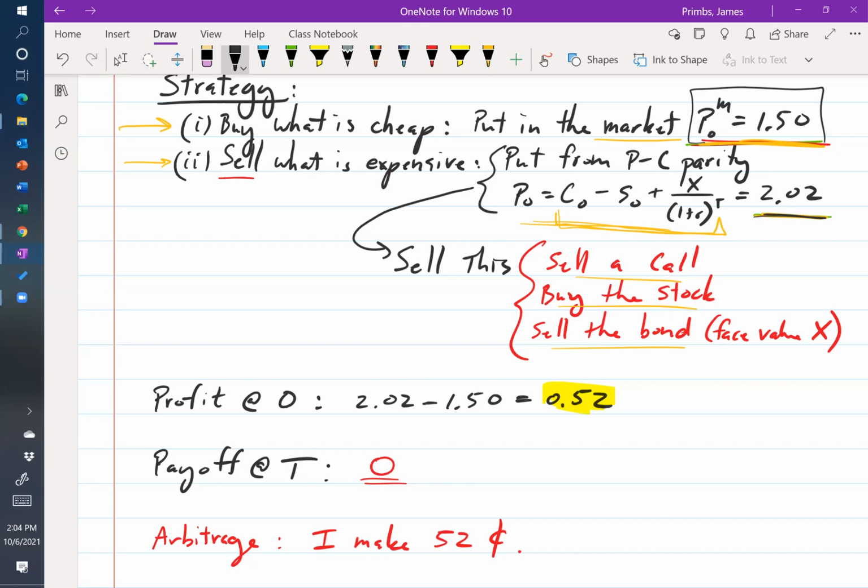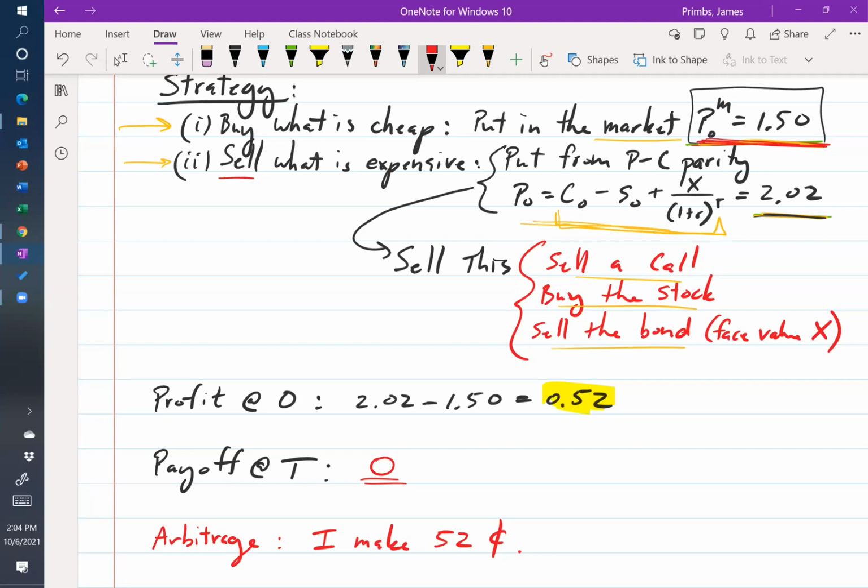Something is wrong with this market. In fact, it's so wrong that you can arbitrage off of it. How do you arbitrage off of it? Well, look, that put in the market is underpriced. That's way too cheap. I want to take advantage of that. How am I going to do that? I'm going to buy the things that are cheap. So I'm going to buy a put.